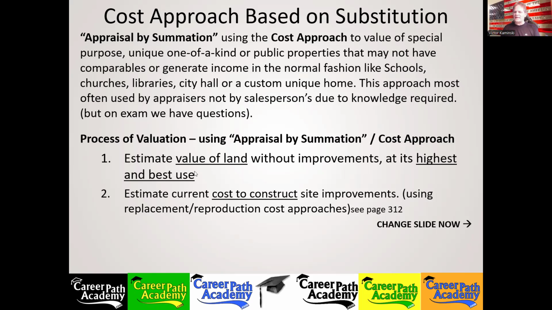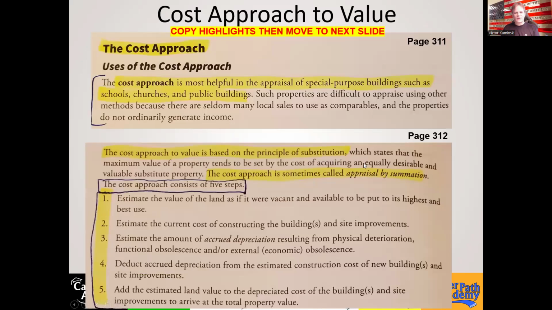Well, the first step is they estimate the value of the land without any improvements on it at its highest and best use. What is the highest and best use? A use that's most in demand in the reasonably near future, or the most valuable use that can be applied to the property right now. So it's an estimate, and then you estimate the current cost to construct all the site improvements on the property using either the replacement or reproduction cost approaches. Well, what is that? Well, let's first do the highlights here, get these highlights done, and then we'll go over that.